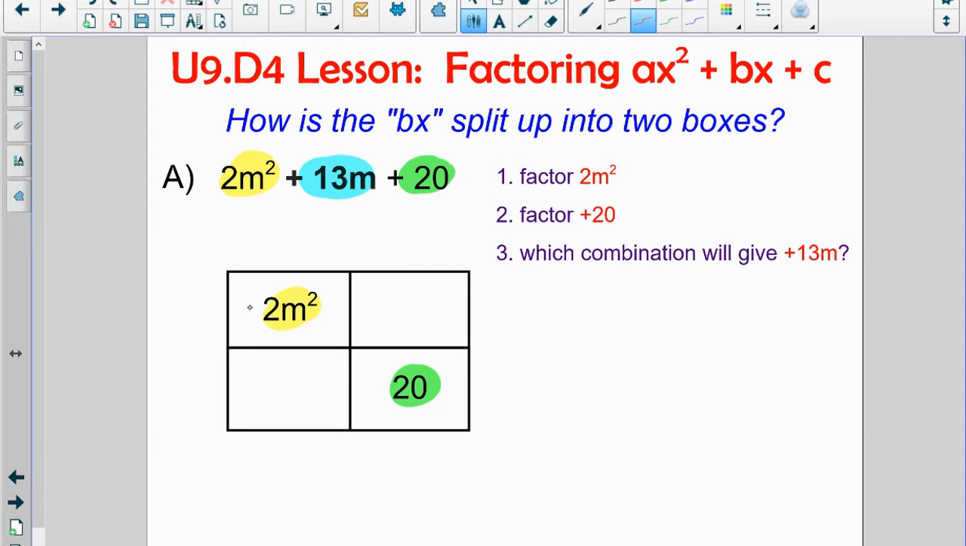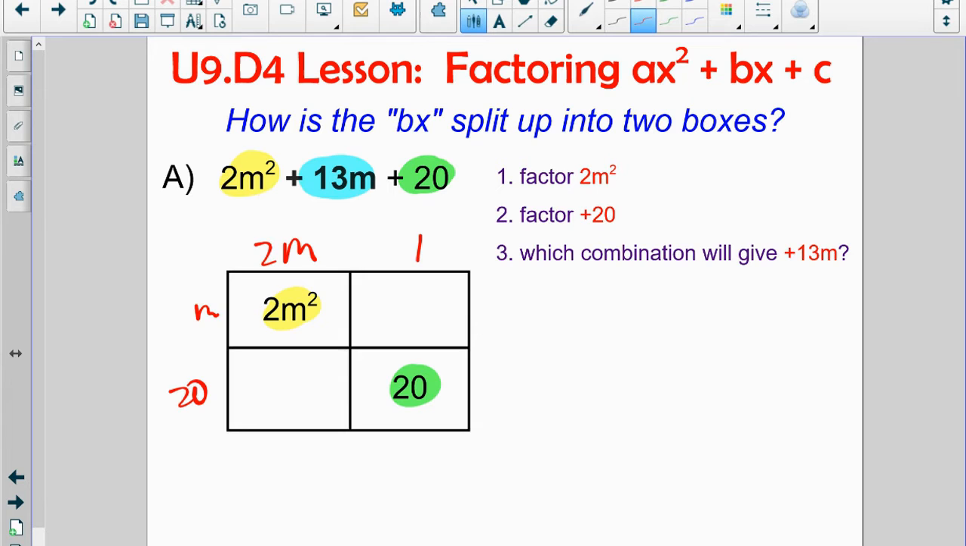Think about, if I wanted to factor 2m squared, the only way I can really split that up, and you have to have an m in each one, is if I have 2m times 1m. Okay, or just 2m times m is 2m squared. Now there's lots of different ways that I could get two numbers that multiply up to 20. It could be like 1 times 20, for example, or 2 times 10, or 4 times 5.